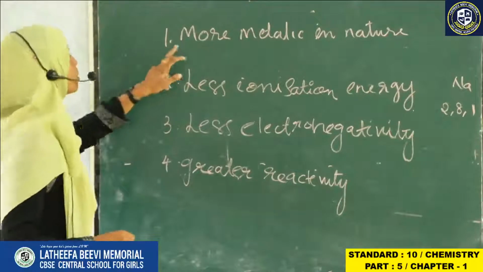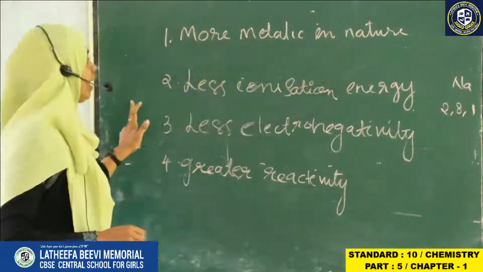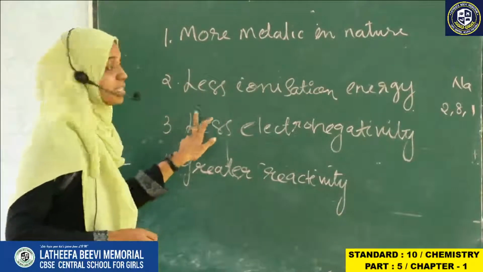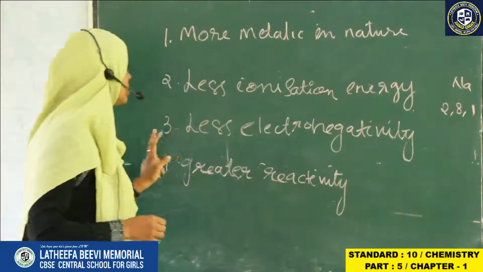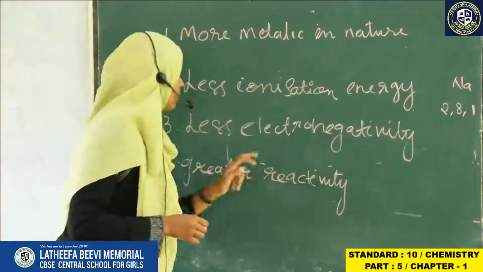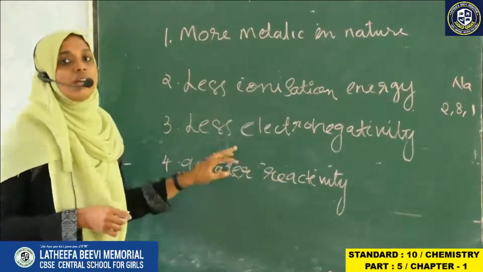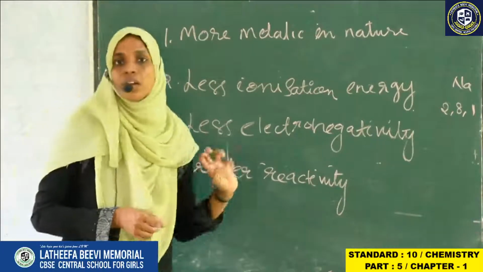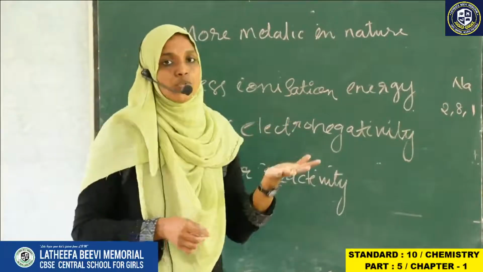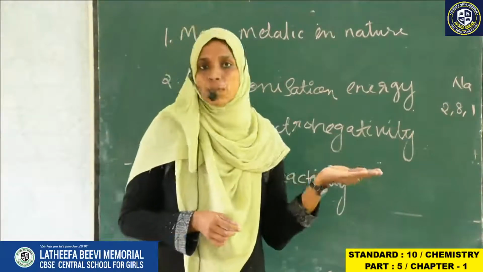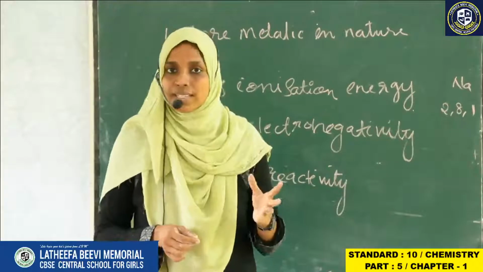So in this class we discussed the characteristics of S block elements. The first one is more metallic in nature. Then S block elements have less ionization energy, less electronegativity, and greater reactivity. Okay, so in this class we discussed the characteristics of S block elements and how to find the group number of S block elements. Hope you have understood that.